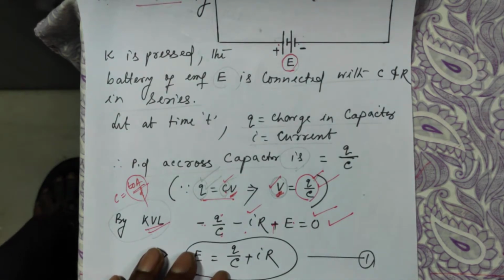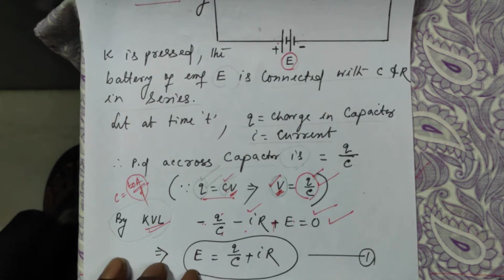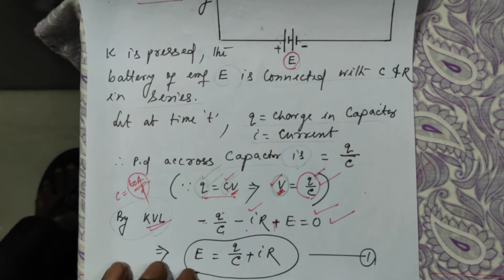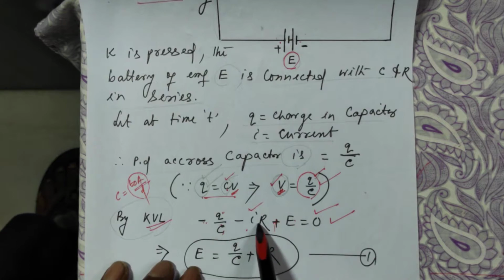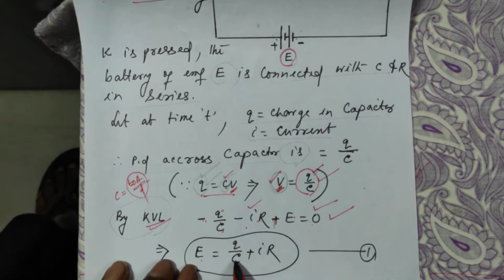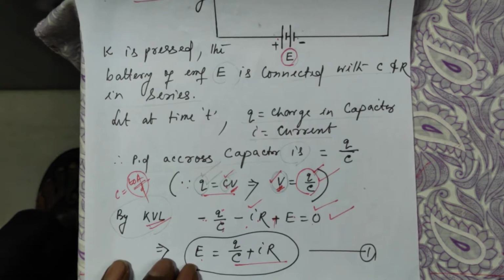That is, the sum of the EMFs in a closed circuit is 0. That is what we did in current electricity. Now, bring these two terms to the right hand side. So E becomes Q by C plus IR, right? Now it is very simple.